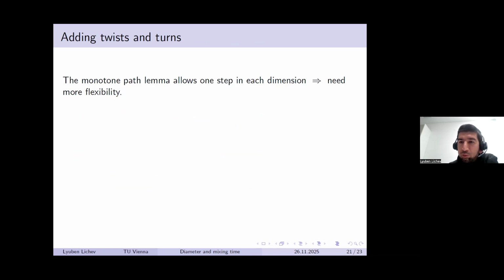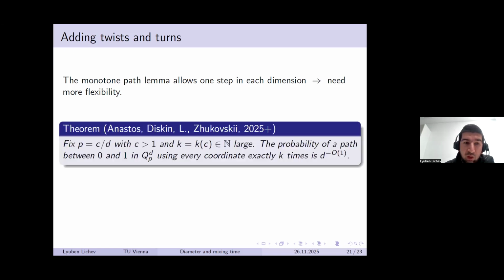So the solution to this problem is to, as some of my collaborators said, add twists and turns. What does this mean? The monotone path that I showed you goes strictly up every time, which means that it uses each of the dimensions exactly once. And this restricts the flexibility of what we're doing, so to say.